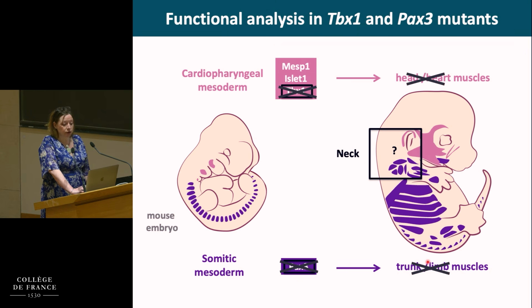It was previously shown that mice inactivated for TBX1 presented defects in head and Heude muscles. In contrast, PAC3 mutants are known to present reduction or absence of trunk and limb muscles. Here we analyze the effects of TBX1 and PAC3 mutation in mouse on the development of the neck musculoskeletal system.